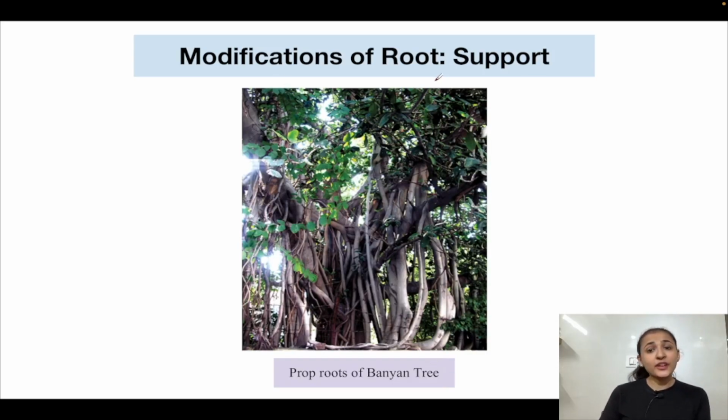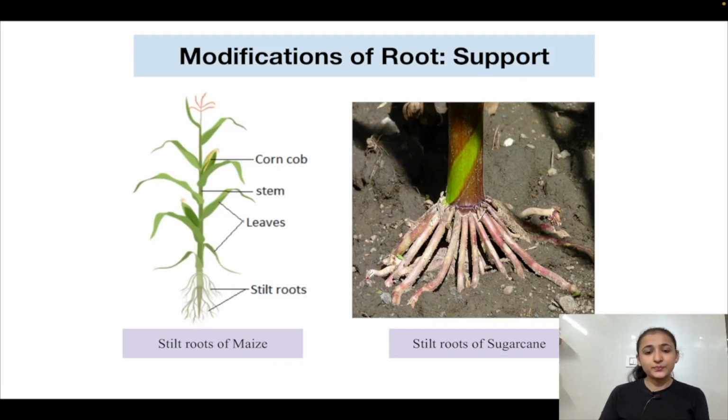Now let us look at the modification of root for support. Now prop roots in banyan trees, which are nothing but the adventitious roots which arise from the aerial parts of the plant, that is from the stem they are arising. They are pillar-like structures which are growing from the stem towards the bottom of the plant. See, from the top to the base, these roots are present. These are like thick pillar-like structures. These are called the prop roots. They are present in banyan tree, and what is their purpose? To provide support to the plants, to provide anchorage, support, okay, help the banyan tree to stand, provides it balance. So these are the prop roots of banyan tree.